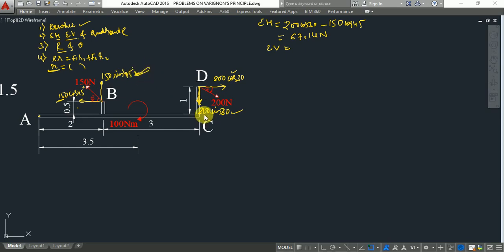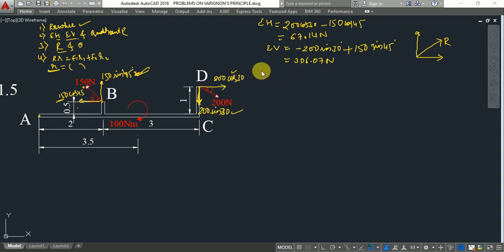Now the summation of vertical forces. This one is a vertical force and this one is a vertical force. This is acting in a downward direction, that's why minus 200 sine 30 degrees, plus this is acting in the upward direction, that is a positive 150 sine 45 degrees. So the summation of vertical forces is equal to 306.07 Newton. So both the values are positive, positive upward and positive right hand side. So the resultant will be acting in the first quadrant only.